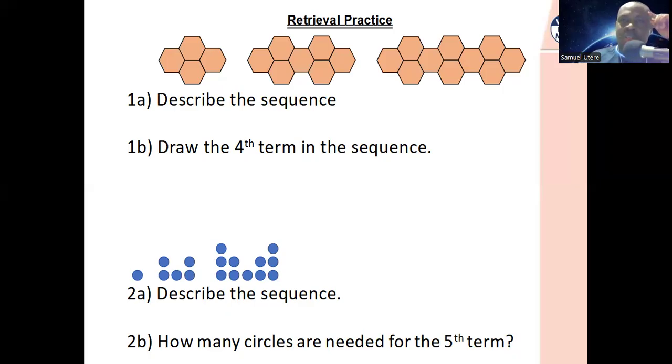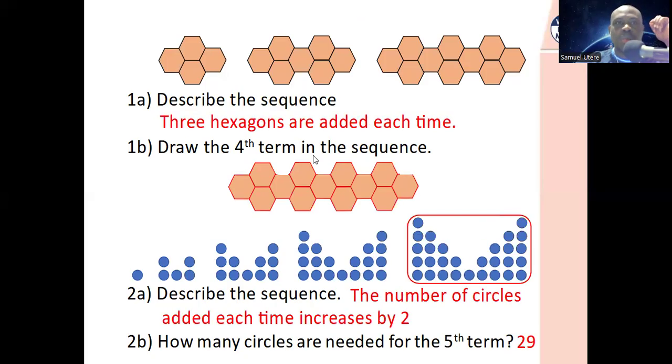Okay, it's time to check our answers. The first question is asking you to describe the sequence. Remember from our very first lesson, to describe a sequence, you need to say what is producing the next term. So what is really going on to get from one term to the next. When we look at this sequence, we see that three hexagons are added each time.